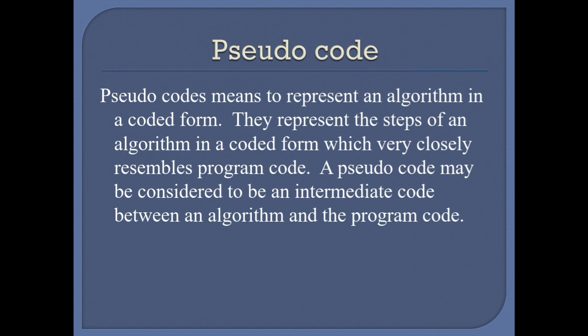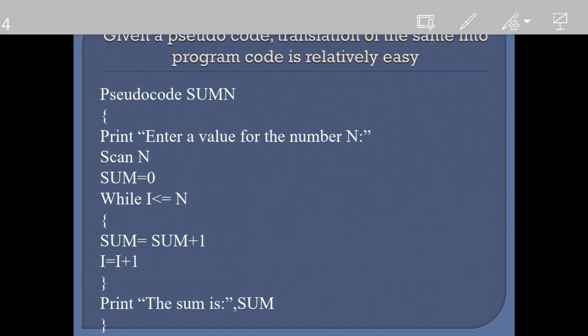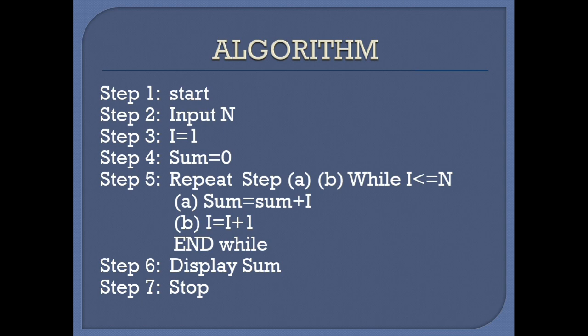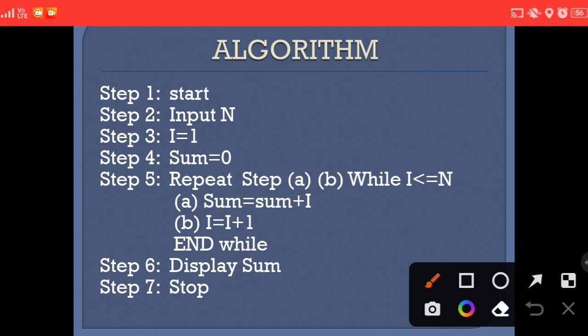Okay, so let's see the algorithm first. This is the algorithm to solve the problem of finding the sum of n natural numbers. The algorithm starts with start and ends with stop. Here we need to find the sum of n natural numbers, and that n value is given by the user.